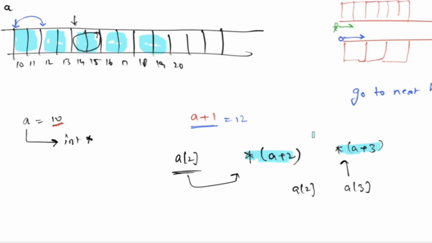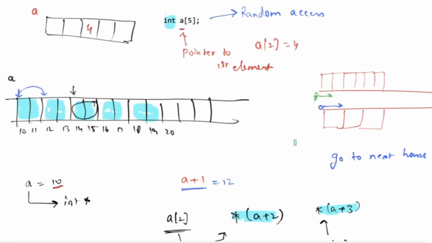This is the reason we say that the time taken to access any memory in an array is constant, is the same. This is the advantage of using an array: you can access any element of the array, and irrespective of which element you are accessing, the time taken to access the element is going to be the same. And that is why this is random access memory.